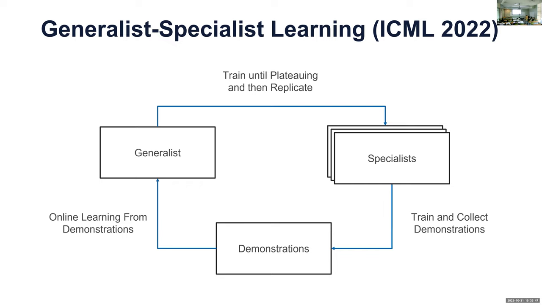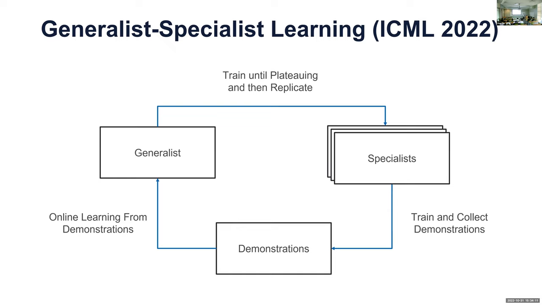At the beginning, there's a generalist that tries to solve all the tasks in a joint manner altogether. And you see that it will make certain progress. But at a certain stage, it will reach a plateau. When you observe the convergence and find that the plateau has been reached, you will start to fork the generalist into many copies, sharing the weights.